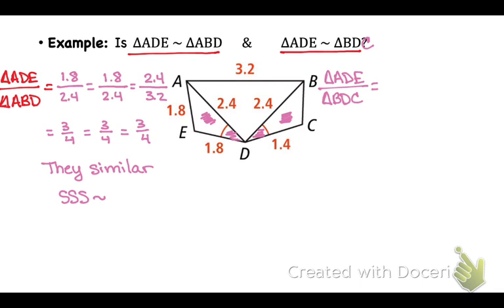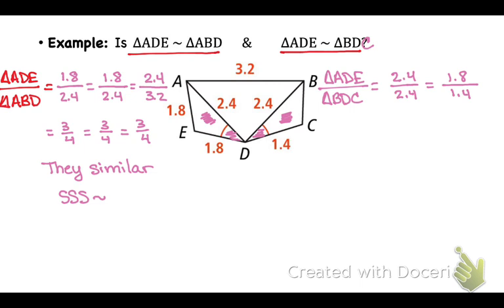So we don't have to do 3 ratios. We only have to do 2. Okay, so ADE. What 2 sides are we going to be looking at? 2.4 and 1.8. So what corresponds in BDC to 2.4? 2.4. Now what corresponds to 1.8? 1.4.